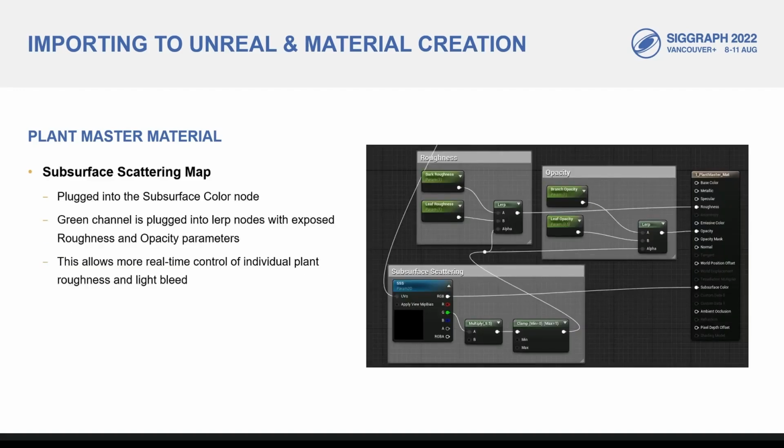Our subsurface scattering map in our plant master material is plugged into the subsurface color node to enable subsurface scattering. We also plug the green channel into the roughness and opacity nodes, passed through a LERP with some other exposed parameters. This can help give us more in-engine control on the light bleed through the plants and some of the roughness levels, just to have another little avenue of control in-engine to more closely match our source material.